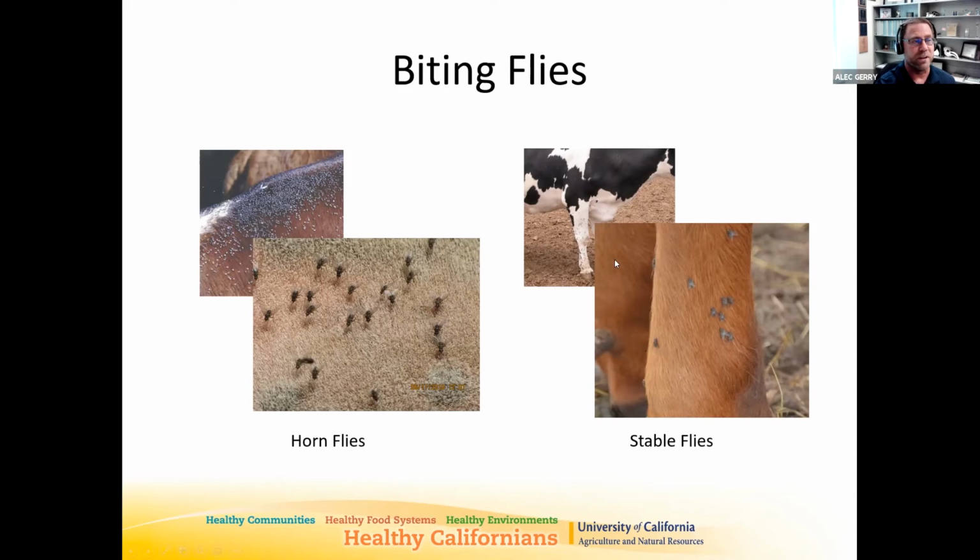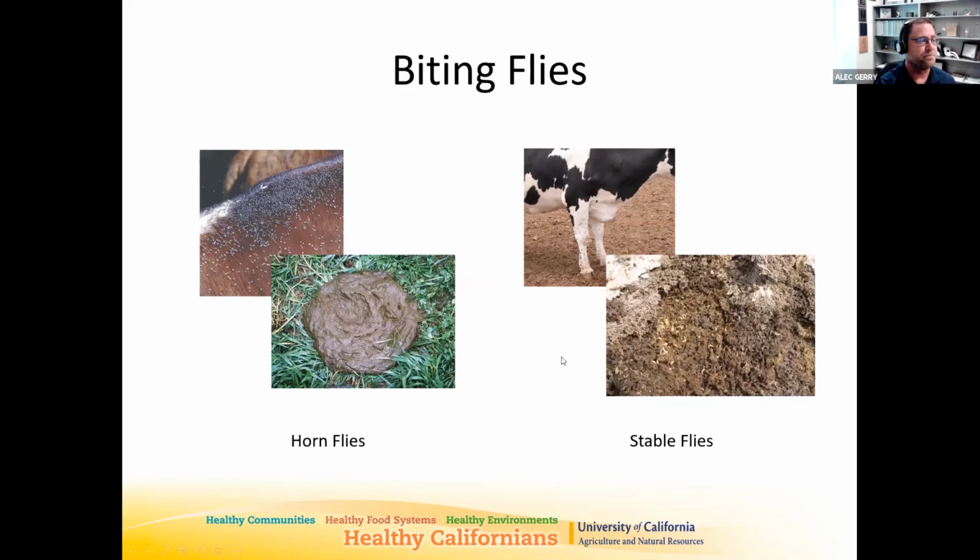But again, both are blood feeding or biting flies. Horn flies, like face flies, prefer or actually only use fresh cattle feces. So they need fresh cattle feces for development. Stable flies are more like house flies. They prefer that older aged, fine vintage manure.